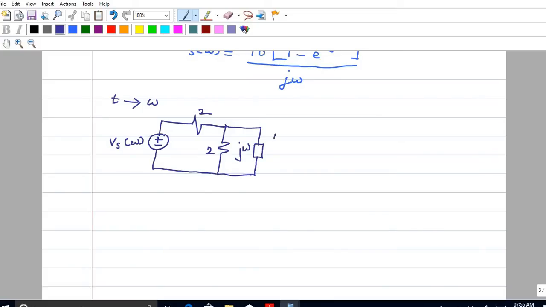You are going to find out the output across the inductor, which is V naught of omega. You can notice there is a voltage source that is in series with this 2 ohm impedance. So apply source transformation. So the circuit becomes, I'll get a current source here.